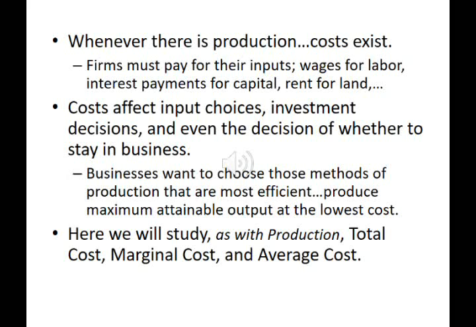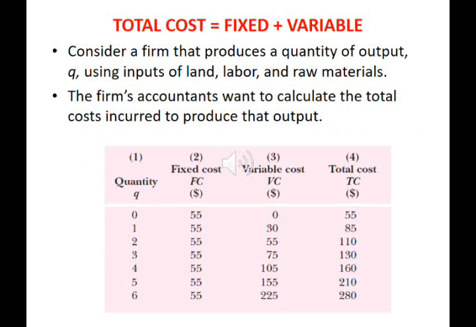So in this chapter, Chapter 7, as we did with the production process, we are going to study the total cost curve, the marginal cost curve, and the average cost curve facing the firm. We are going to start with the firm's total cost.